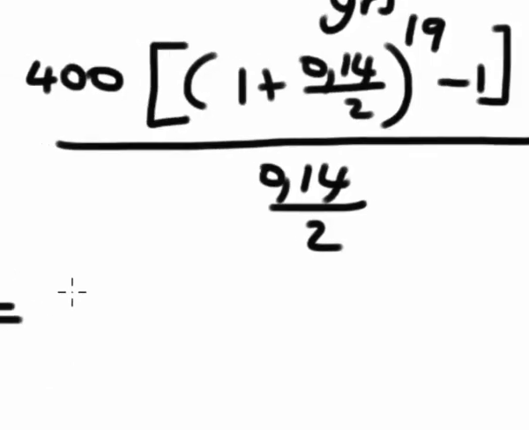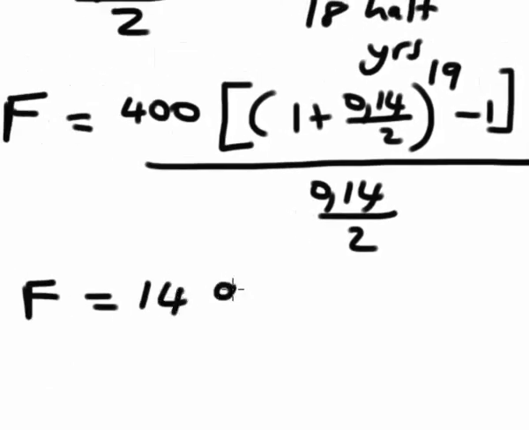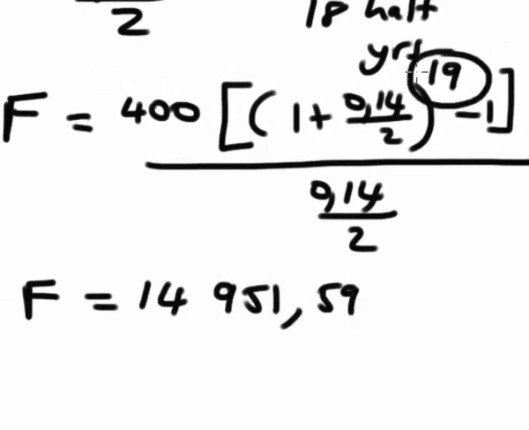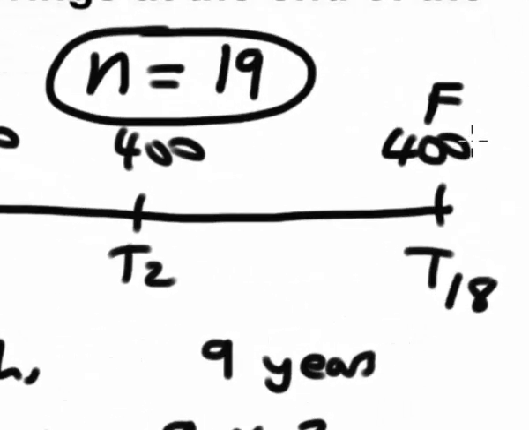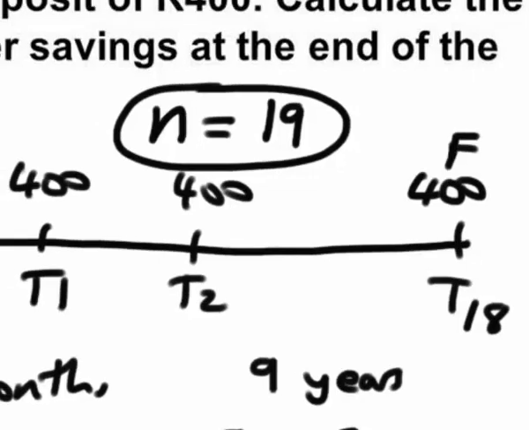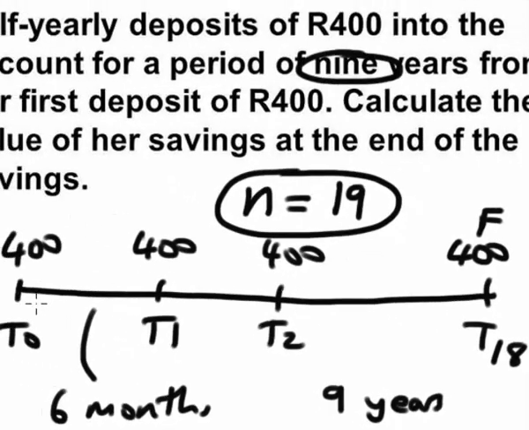Okay, I think you should have got 14,951.59. Remember, that's the number of payments. The time period is 18 half years. Remember, from T0 to T2 is a year. That's 6 months, 6 years. So if you take 9 years, it's 18. So be very careful with that, guys.